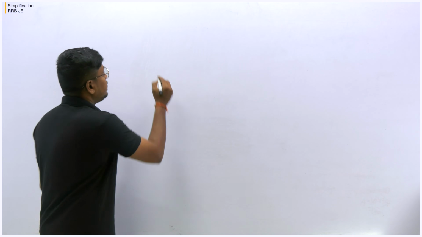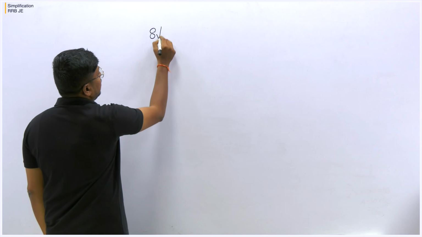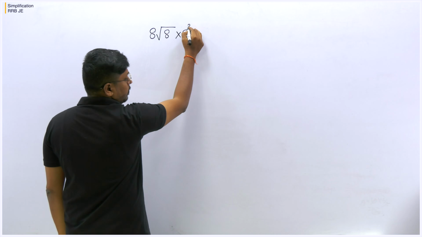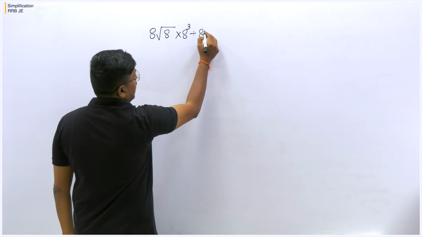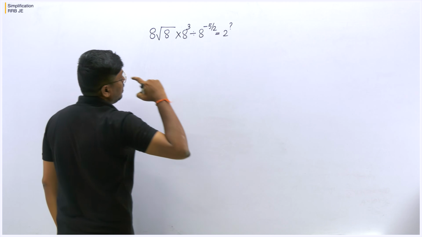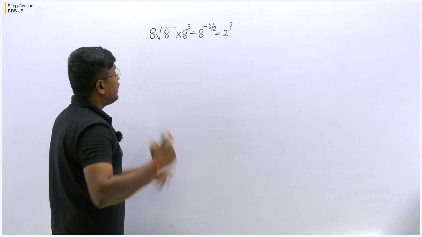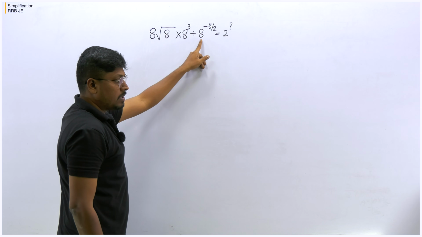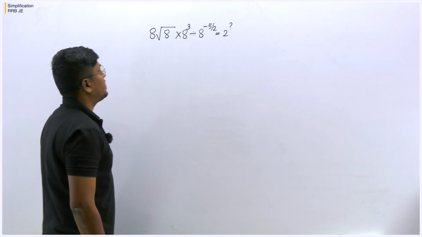So the next question is 8 into square root of 8 into 8 cube, division 8 power minus 5 by 2, is equal to 2 power question mark. Yes. So 8 into square root of 8 into 8 cube, division 8 power minus 5 by 2, is equal to 2 power question mark.